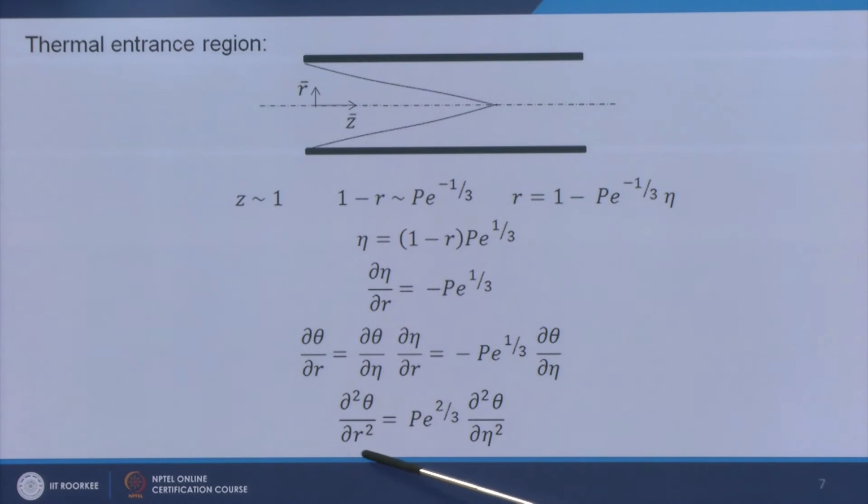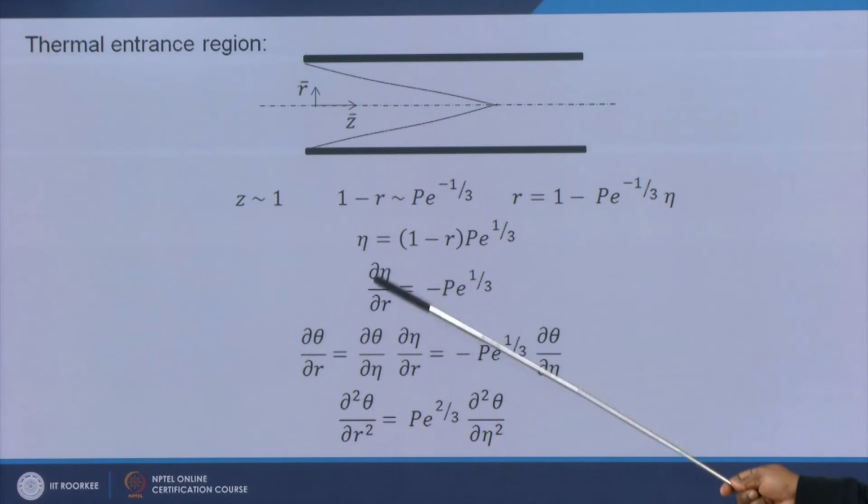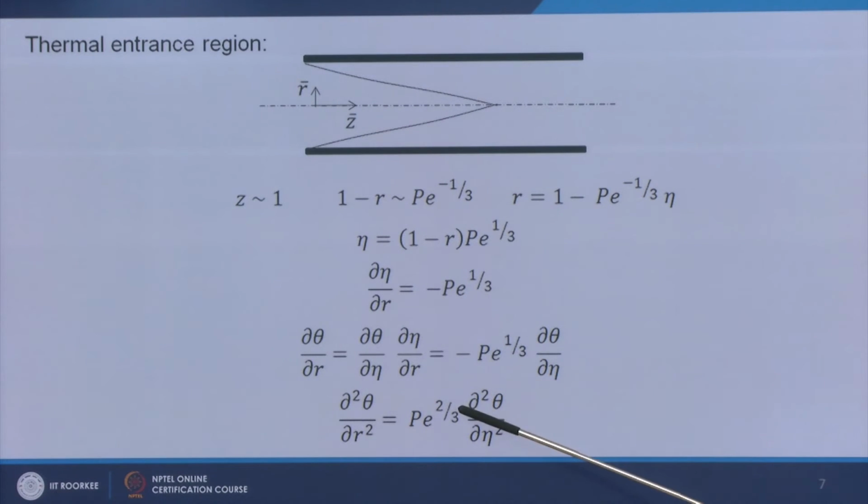Then let us do once more derivative. If we do once more derivative, del square theta del r square becomes once again Peclet number to the power 1/3 into del square theta del eta square. We need to plug in this del eta del r once more over here, from this del theta del r to del square theta del r square. Okay. So both the radial conduction parts we have obtained.